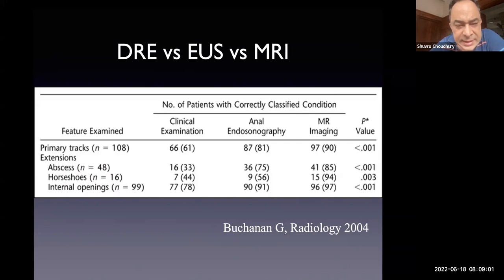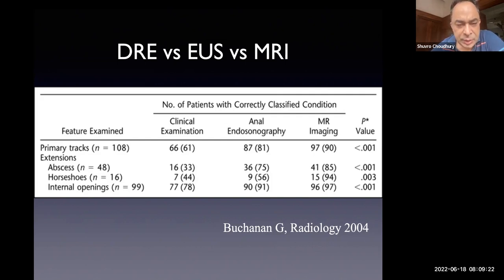So this is all that you need to look at: the primary tract, whether there is a tract abscess, whether there is any intersphincteric or perisphincteric horseshoe, where is the internal opening, and whether there are any side extensions. That is all you need to look at.